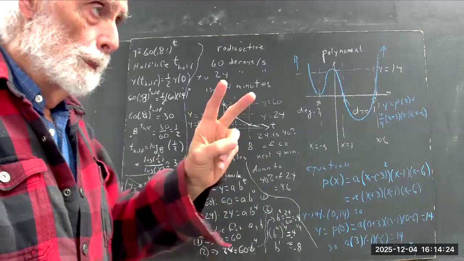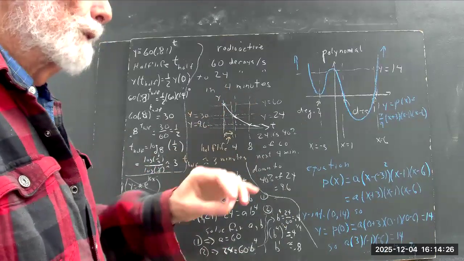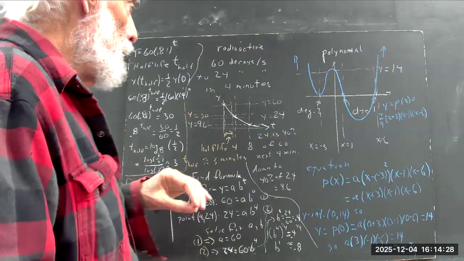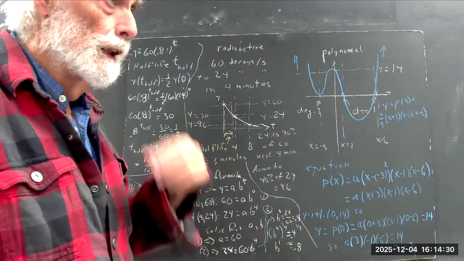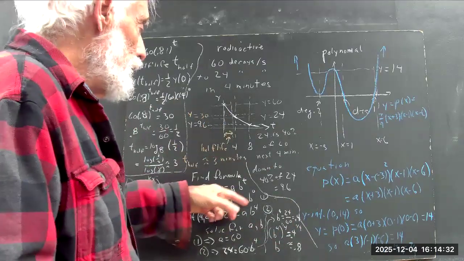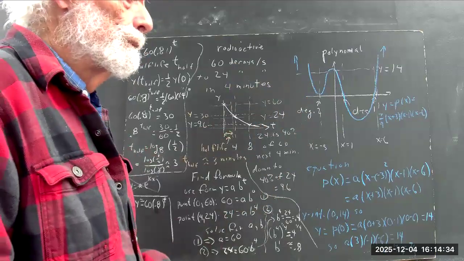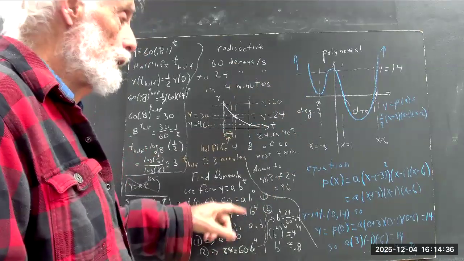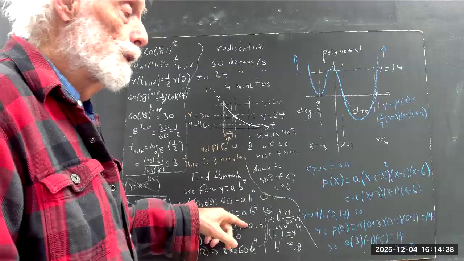Anytime you have 2 points on an exponential function, one that has a constant half-life, it's of the form a b to the t. We can get 2 equations from 2 points, and we can solve those 2 equations.